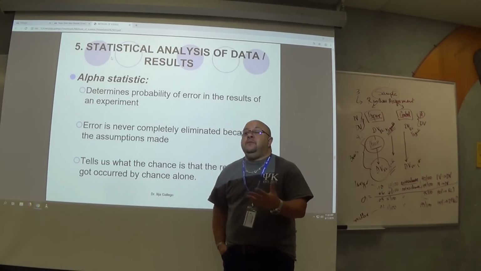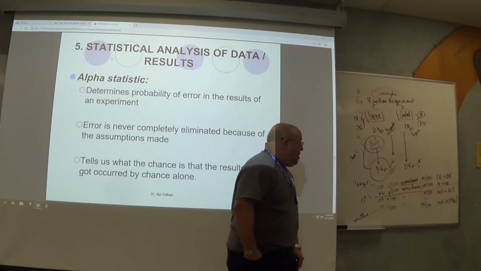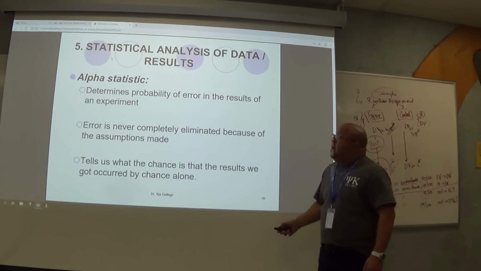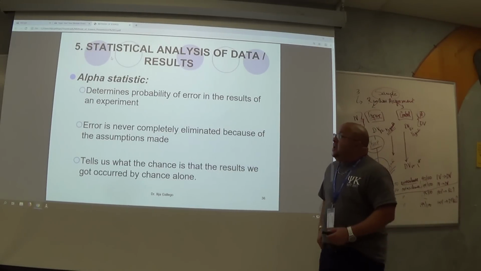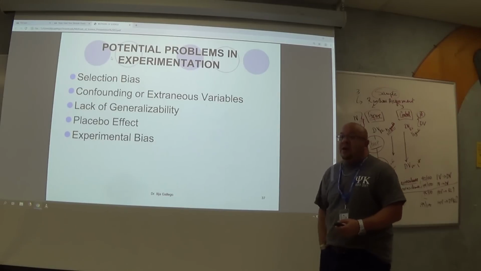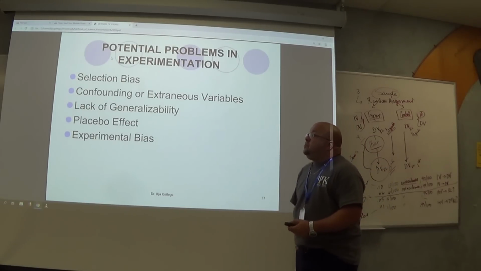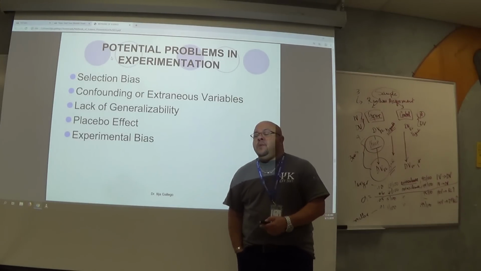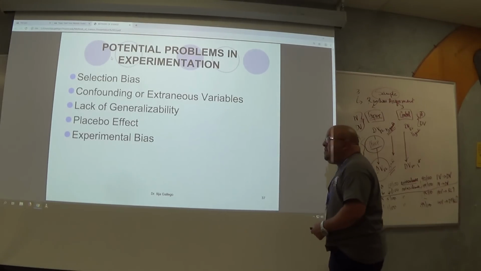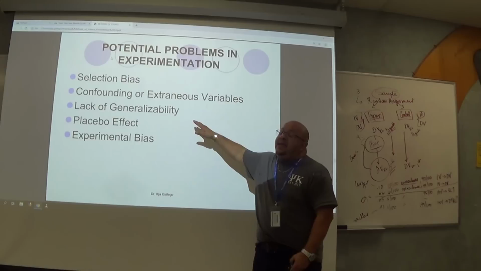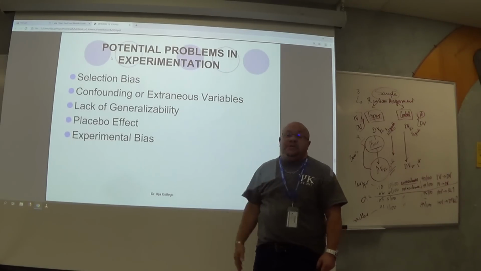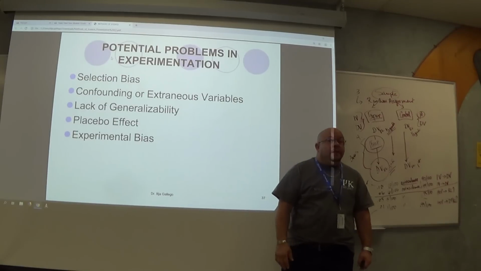Or that this could be a fluke, in other words, that this would be an unlikely time. So the next thing we're going to do, and this begins our lecture for this class, is we're going to talk about potential problems in an experiment. This is slide 37, and it has the key terms that go with potential problems in an experiment.